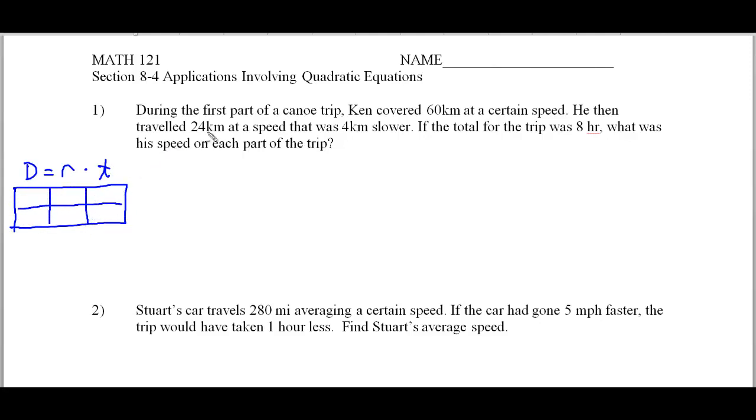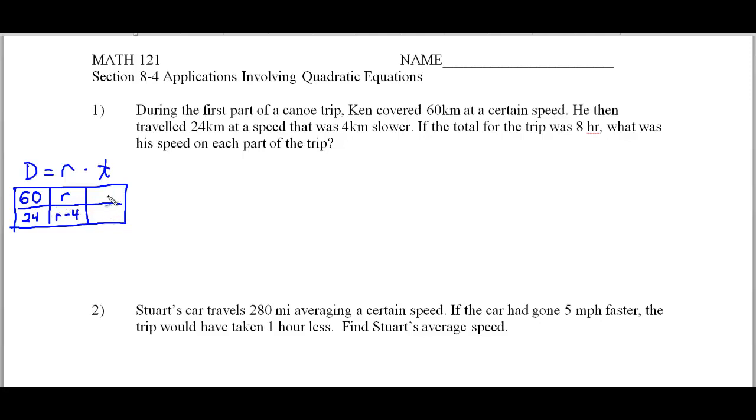So he covered 60 kilometers at some certain speed. We don't really know the time yet. Then he traveled 24 kilometers that was 4 kilometers slower. So he just went r minus 4, whatever that speed was, he went 4 slower. Now, if the total trip was 8 hours, what did he spend on each part of the trip?